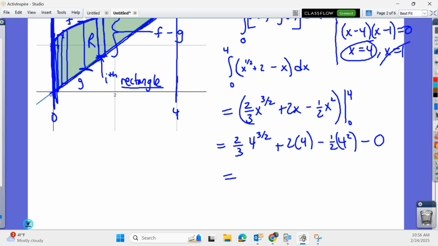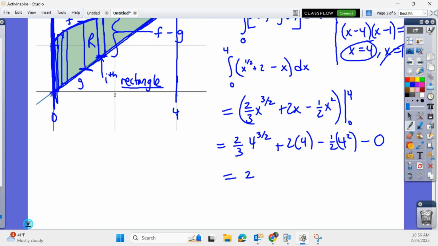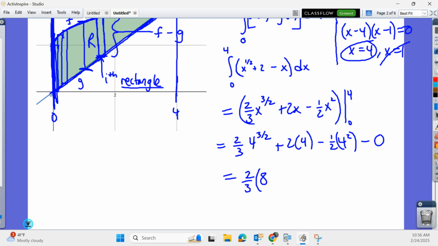Anyway, if we take 4 to the 3/2 power, do the square root first, right? So square root of 4 is 2. 2 cubed is 8. So we're going to have 2/3 times 8, which is 16/3, plus 8, and then minus half of 16, so minus 8. Hey, those cancel, and so we just get 16/3 is our answer, or 5 1/3 if you like.